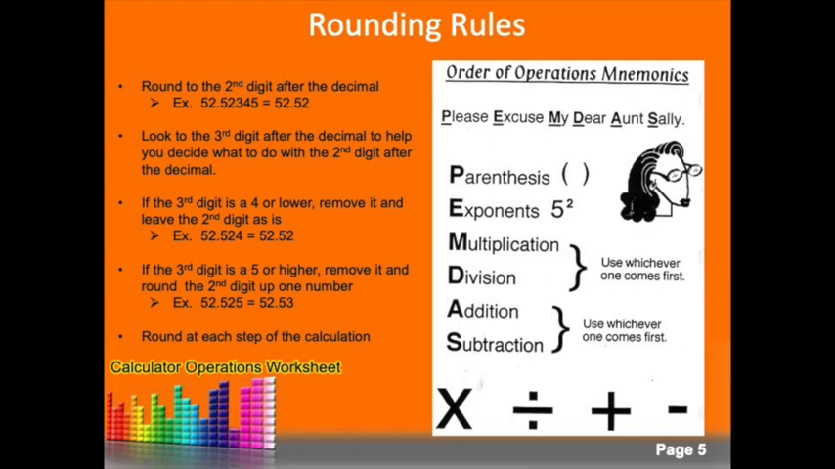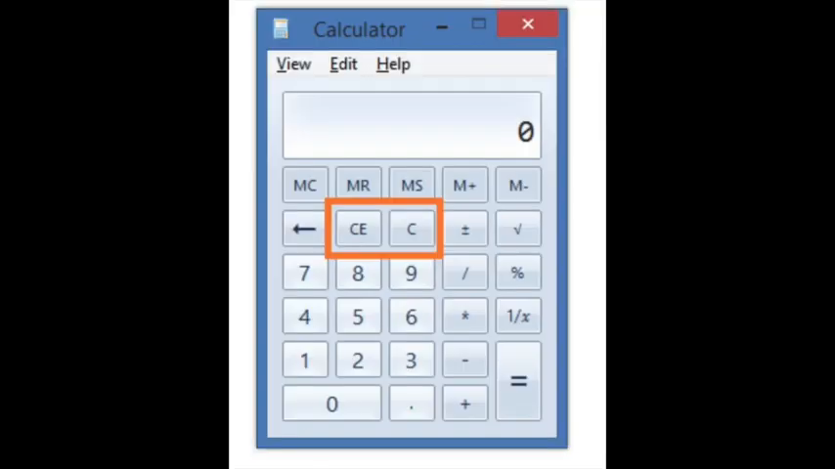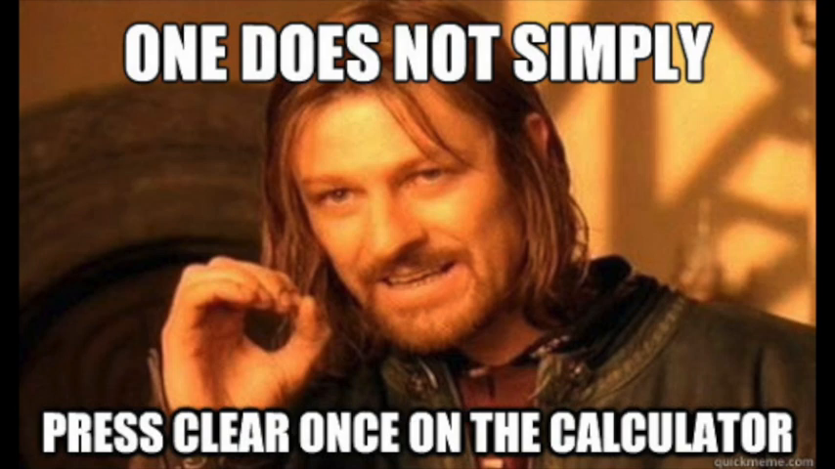And the big one is round at each step of the calculation. What you need to do is, if you're working through a formula and it has 15 steps in it, you do the one step, you get your value, you round it to 2 digits after the decimal, you clear out your calculator, put the value that's rounded back into your calculator, and then proceed through solving the formula.